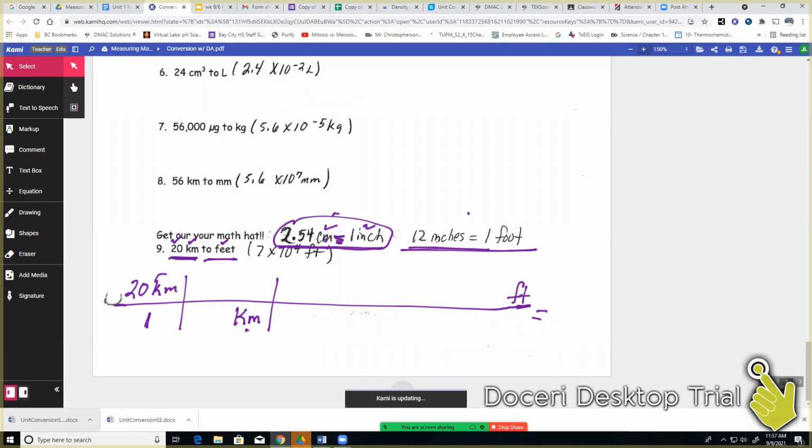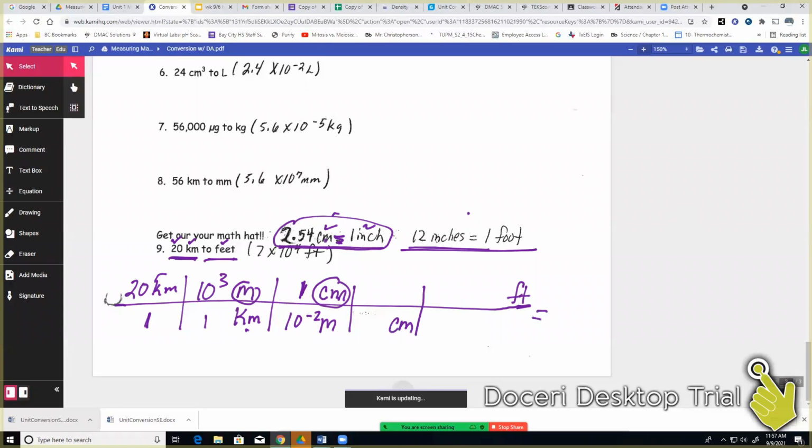What do I need to go through first? Just plain meters, right? 1 kilometer is 10 to the third meters. Now, here's meters. I need to be meters down here. Can I get from meters to centimeters? That we can do, right? Centimeters, the 1 goes with the prefix, the 10 to the minus 2. Centimeters here. I've got to be centimeters down here.